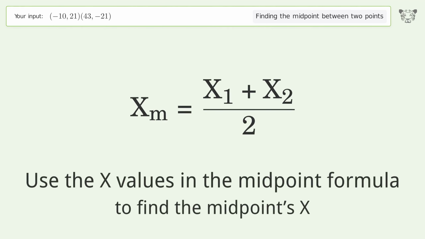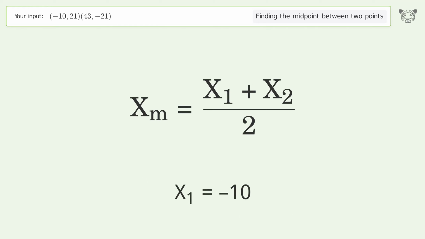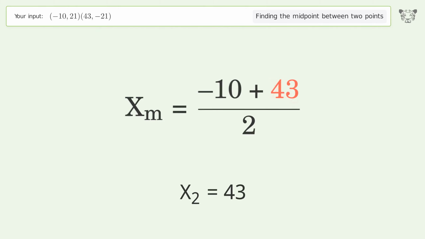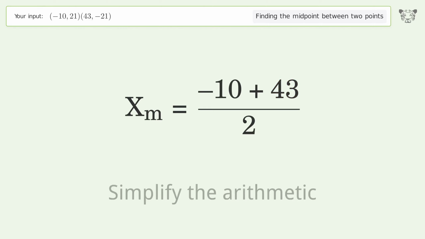Use the x values in the midpoint formula to find the midpoints x. x1 equals -10. x2 equals 43. Simplify the arithmetic.